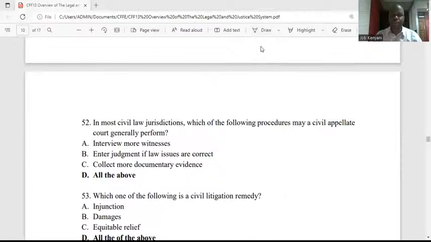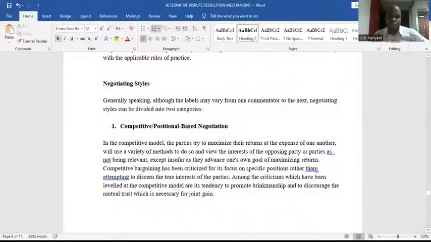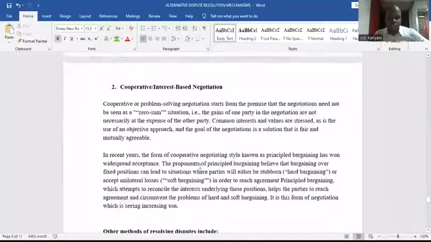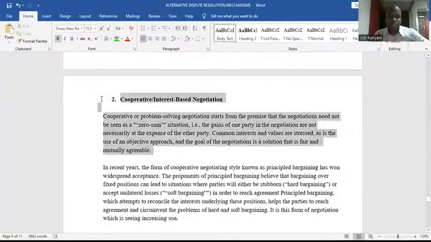So you want me to talk about the negotiating styles? I think they are here. Negotiating styles. You have positional based, or competitive. Then we have interest based.